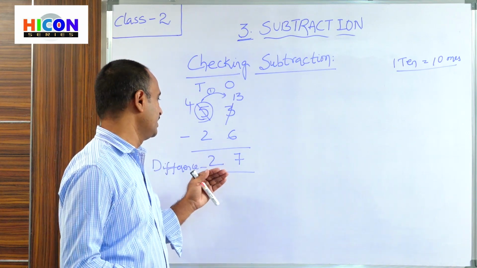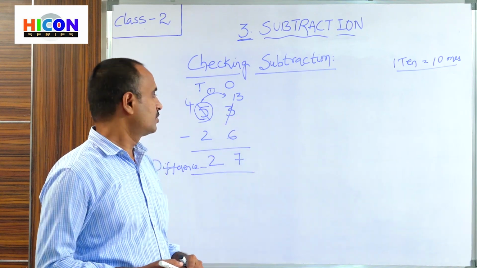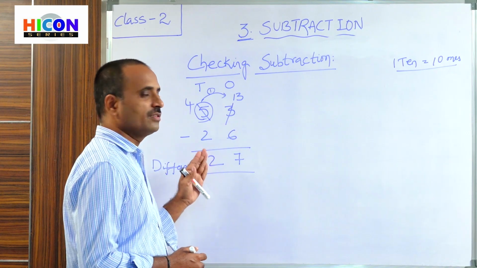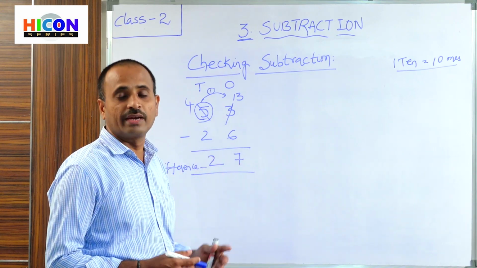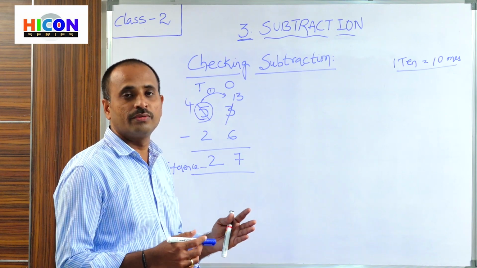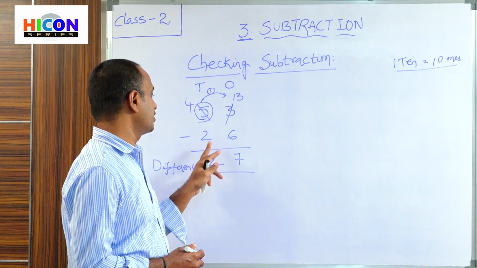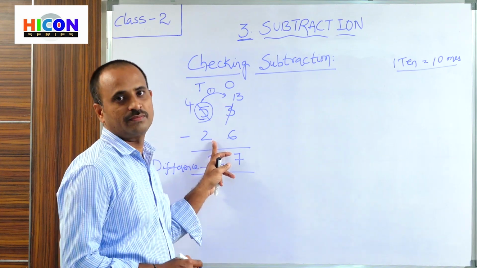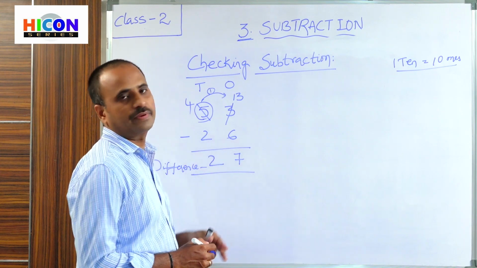So this 27 is correct or not with the help of addition. So how can we verify whether the answer is correct or not? Simply by doing addition. What we have to do? Add the difference to the smallest number in the subtraction.